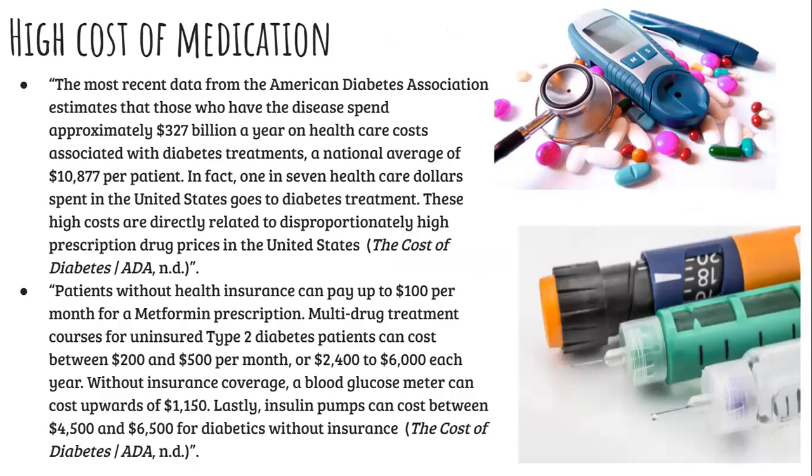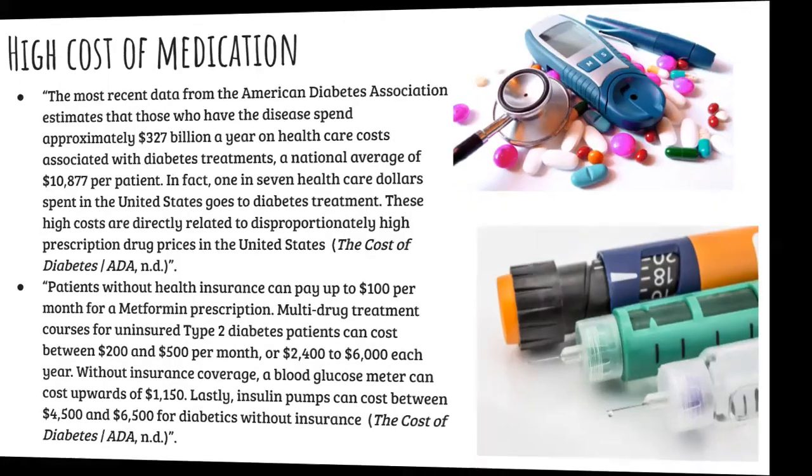Patients without health insurance can pay up to $100 per month for a metformin prescription. Multi-drug treatment courses for uninsured type 2 diabetes patients can cost between $200 and $500 per month, or $2,400 to $6,000 each year. Without insurance coverage, a blood glucose meter can cost upwards of $1,150. Lastly, insulin pumps can cost between $4,500 and $6,500 for diabetics without insurance.